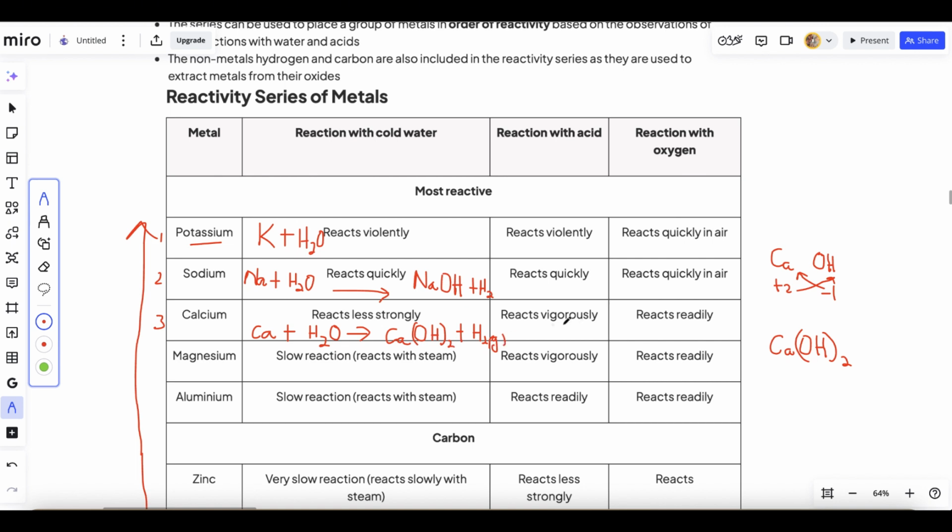So when calcium reacts with an acid like hydrochloric acid, for example, you form calcium chloride. If you react with sulfuric acid, you form calcium sulfate. If you react with nitric acid, you form calcium nitrate, right?